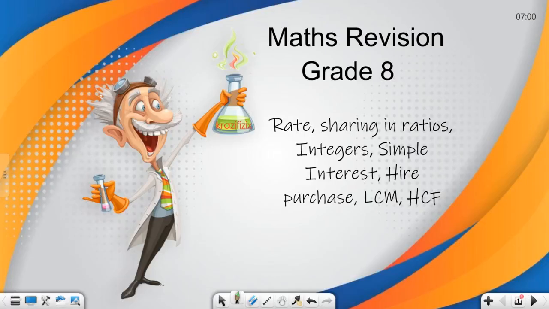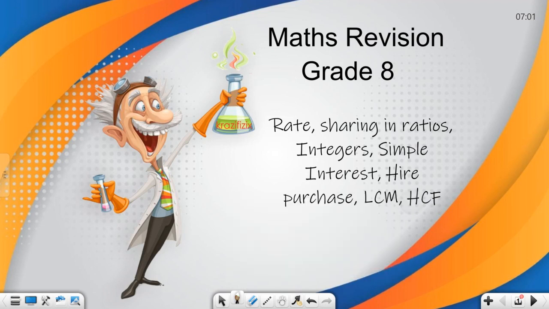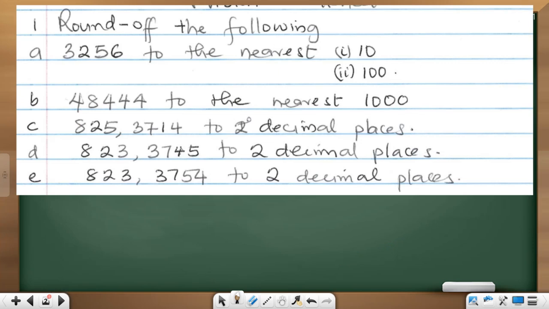Welcome grade 8. Without wasting time, we're going to run through these few concepts that we have listed here based on the worksheet that you have. Alright, so you're going to mark against your own solutions.